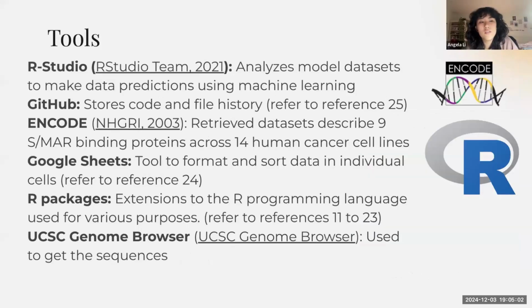We also used the following tools. We used RStudio since we coded mainly in R, as well as GitHub to store our code and for others to see our code. In ENCODE, we were able to get our data set, including the start and end sequences, and the UCSC genome browser was particularly useful in extracting the full sequences that we got from ENCODE.